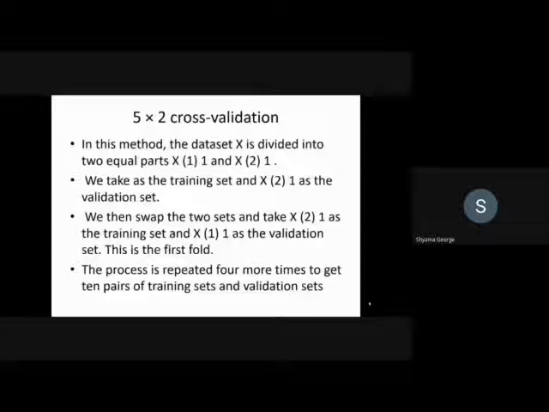And 5x2 cross-validation. We saw 5-fold cross-validation, and 5x2 cross-validation is somewhat different. In this, we divide the data set into 2 equal parts, X1^(1) and X2^(1). We take X1^(1) as the training set and X2^(1) as the validation set. Then we swap the two sets. That is, we take X2^(1) as training and X1^(1) as the validation set. This is the first fold. Then the process is repeated 4 more times to get 10 pairs of training sets and validation sets. This is known as 5x2 cross-validation. This is the example.